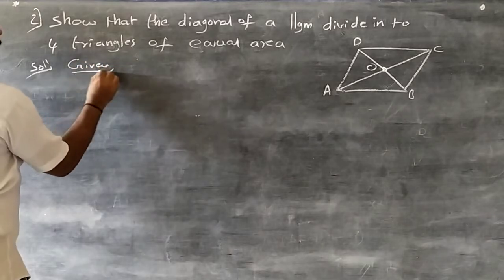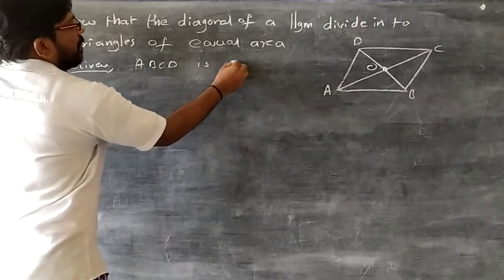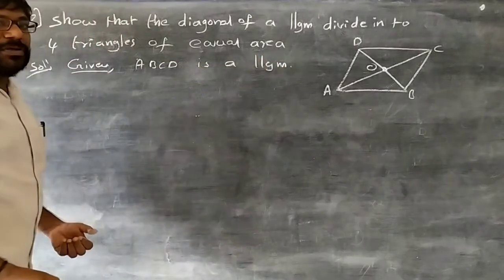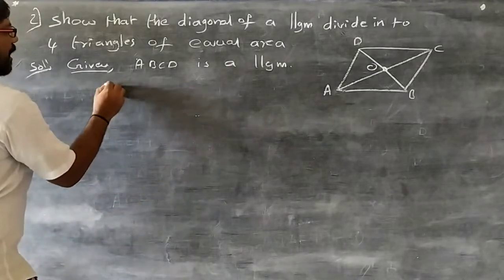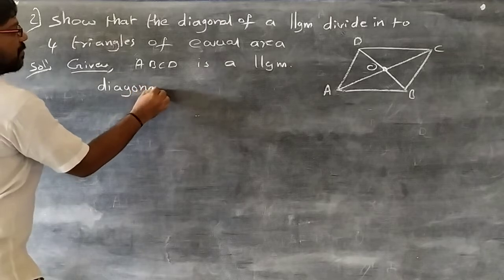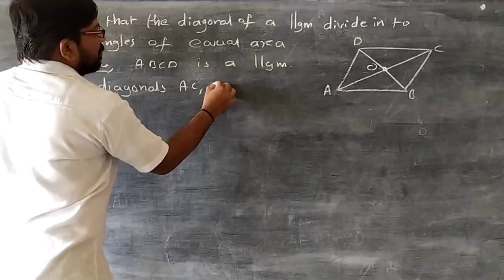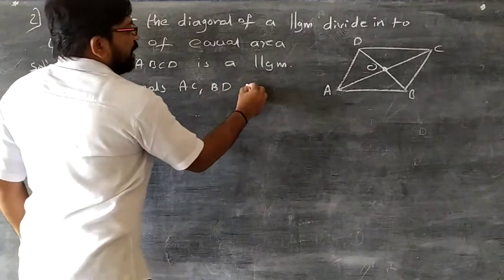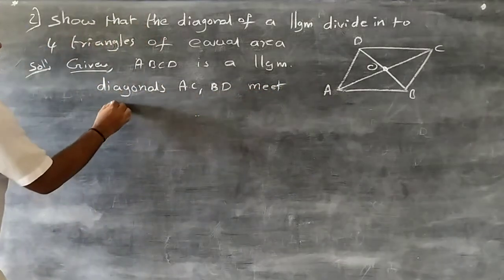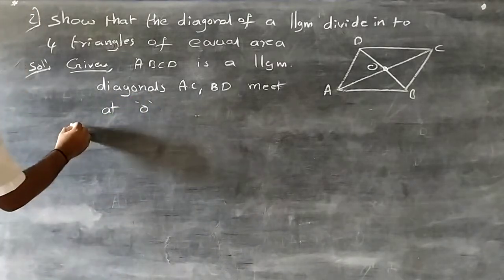Given: ABCD is a parallelogram, right? And what next? AC and BD, the diagonals, AC, BD meet at O, right? That is given. So what we have to prove?